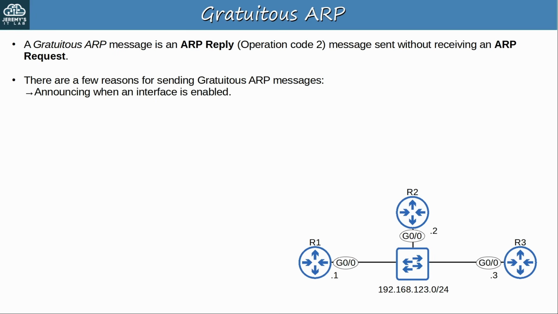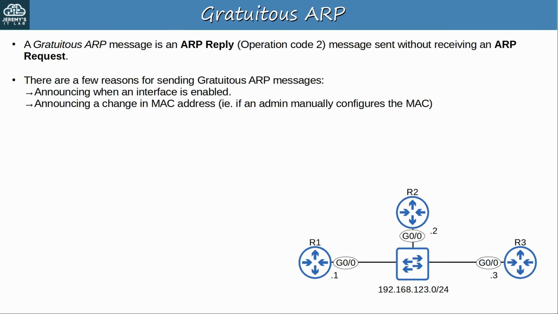The first is announcing when an interface is enabled. A Cisco router, for example, will send a gratuitous ARP message when an interface comes online. The second reason is announcing a change in MAC address. For example, if an admin manually configures a MAC address, the device might send a gratuitous ARP to announce that its MAC address has changed.